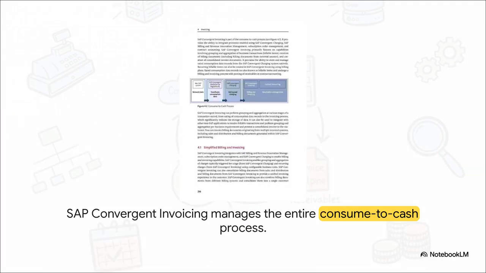So first, let's zoom out and look at the big picture, right? Convergent invoicing is the engine room for the whole consume-to-cash process. Its main job is to grab all this data from everywhere. I'm talking usage from charging systems, one-off fees from your CRM, recurring charges, and its one job is to turn all that chaos into a single, clean, consolidated invoice for the customer.